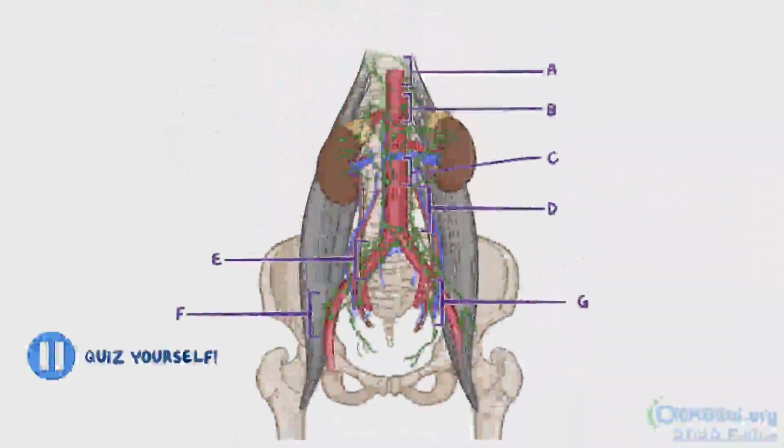Okay, let's see if you can remember the lymph node groups that lie within the posterior abdominal wall.